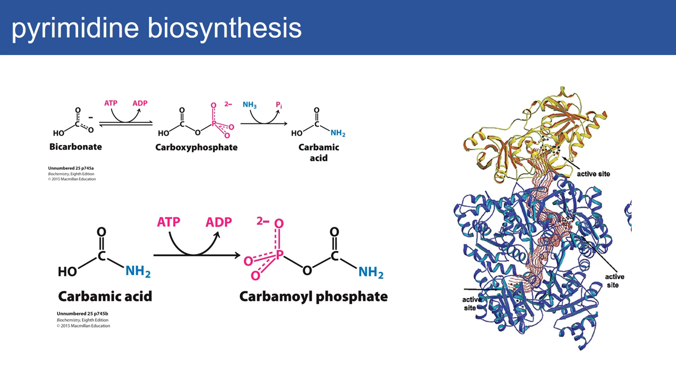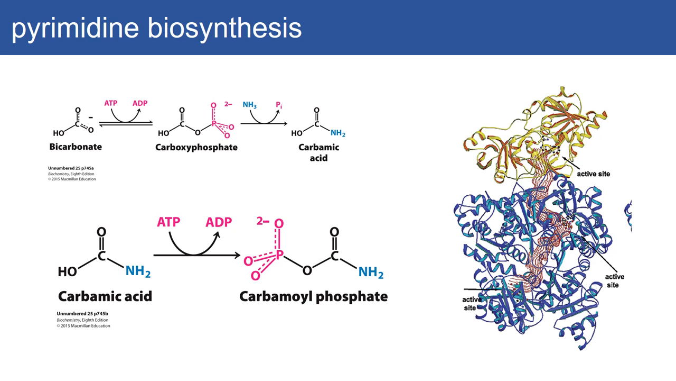So again, we start with bicarbonate and an amine. And in an ATP-catalyzed reaction, we are going to create carboxyphosphate. And that's the first step. The reaction is catalyzed by carbamoyl phosphate synthetase, which you see on the right. There are multiple active sites, and it's really cool to note that there is a channel that goes to the middle of this molecule, and there are multiple enzymatic sites that occur within this reaction.